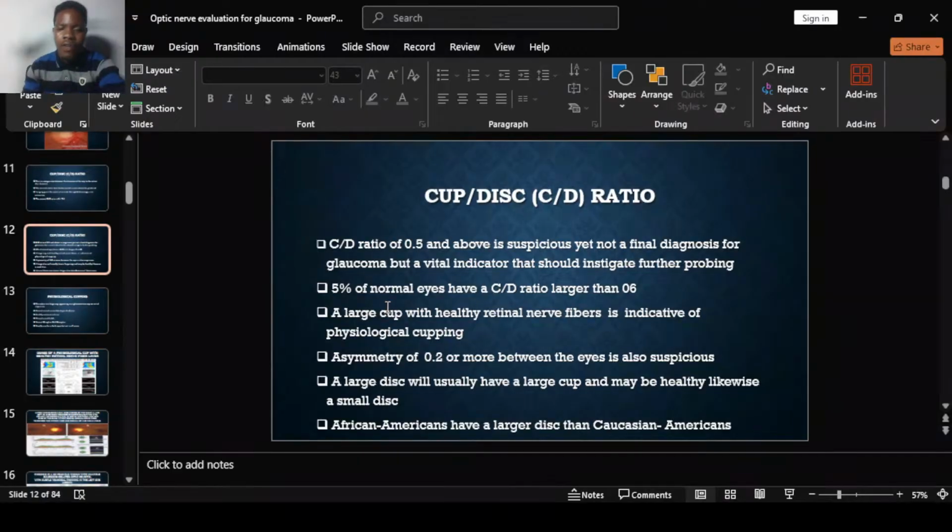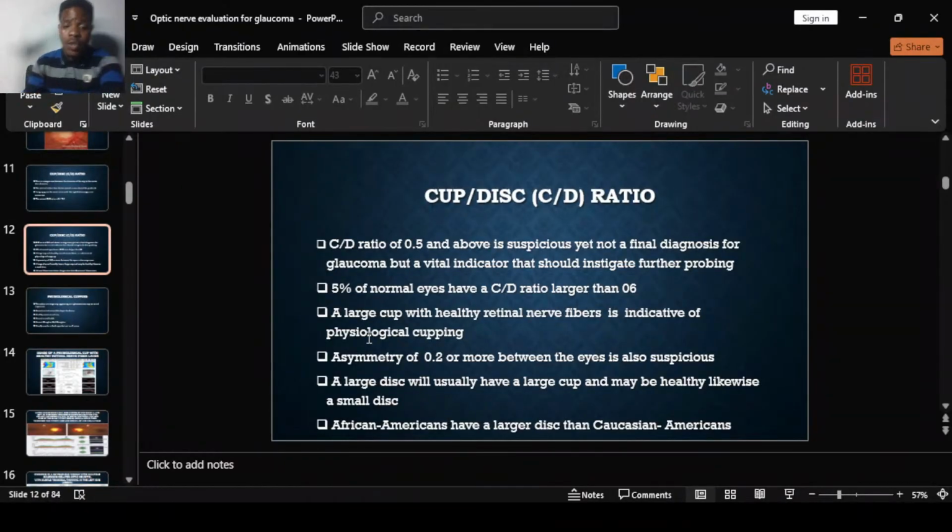And an asymmetry of 0.2 or more between the eyes is also suspicious. So for instance, the right eye has a cupping of 0.4, and then the left eye is 0.8. That 0.4 difference is suspicious. Most times in physiological cupping, even though the cup is large, the eyes are symmetric. So you are getting 0.8 on the right eye, 0.8 on the left eye, and every other thing is fine. But a difference of 0.2 or more should be suspicious, and then we need to query such.